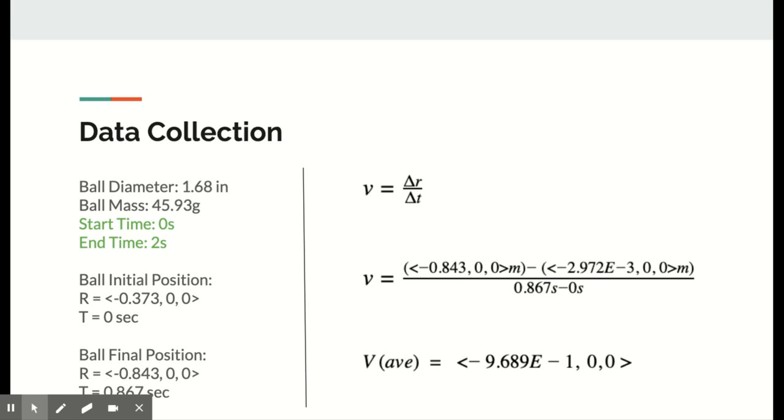In order to calculate the average velocity, I followed the formula shown at the top right-hand corner. I took the second evaluation point at time 2.867 seconds and subtracted it from the initial position at time 0 seconds. The average velocity is shown in the vector at the bottom, negative 9.689 e negative 1, 0, 0.